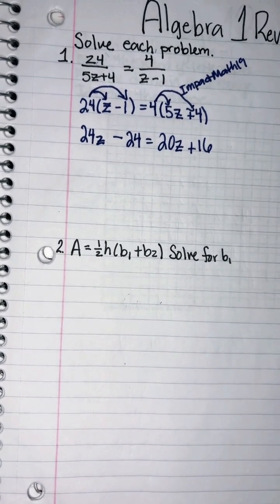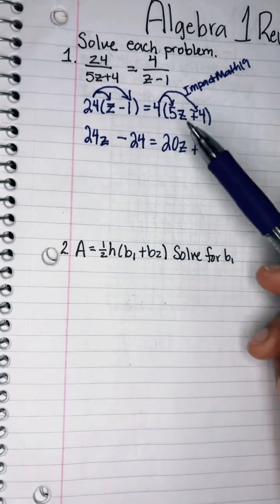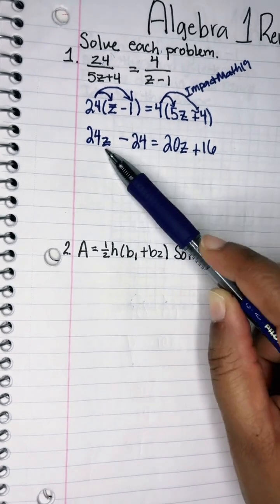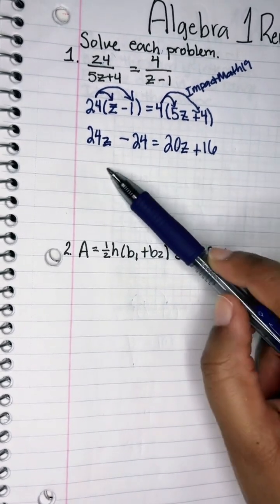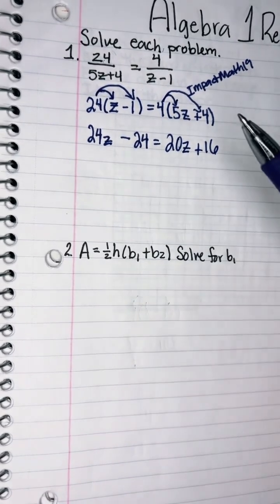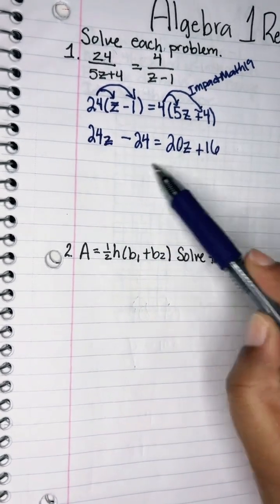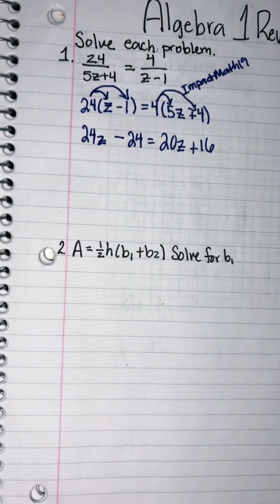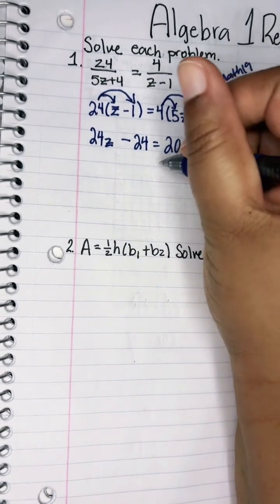Okay. So now what we're going to do is we're going to move this 20z over here because we want our z's to one side. I always choose my z's on the left. That's just me. You don't have to, right? You could choose your z's on the right. But whatever you do, just go with it. Always go with it. It's just better to stick with the pattern.